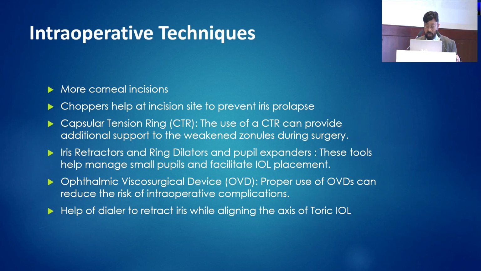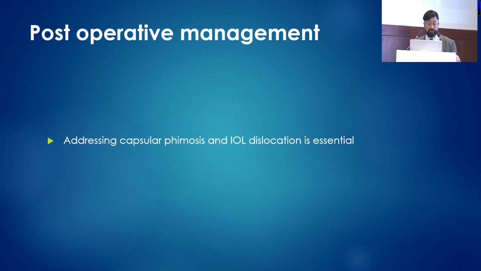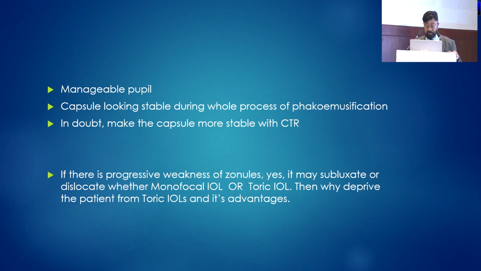Then you have OVDs, and you have the help of a dilator to retract the iris while aligning the axis of the toric IOL. So you have to be prepared for addressing phimosis, and IOL dislocation is essential to consider. If the pupil is manageable and the capsule is looking good, yes, you can go ahead. So if you can put a monofocal, you can put a multifocal, and you can even put a toric IOL.